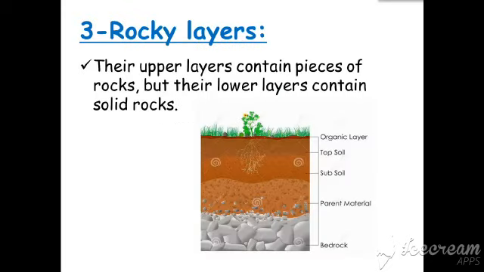And the last one is the rocky layer. The upper layers contain small pieces of rocks, but the lower layers contain solid, heavy, big rocks.